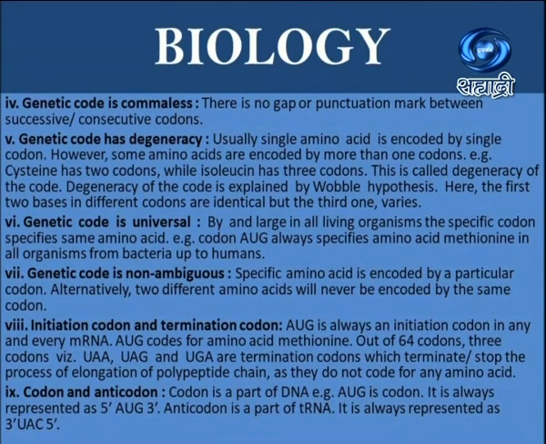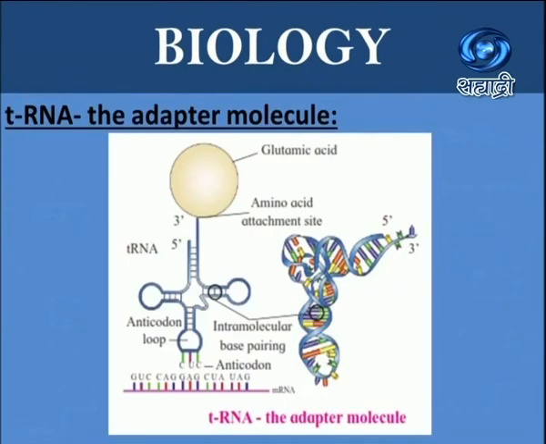Anticodon is a part of tRNA. It is always represented as UAC, that is 3' end to 5' end, you have to remember. So whatever these genetic code characteristic features are there, they are very important. We want to see here.